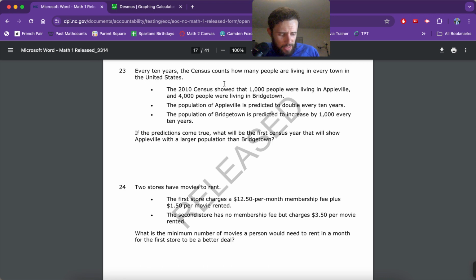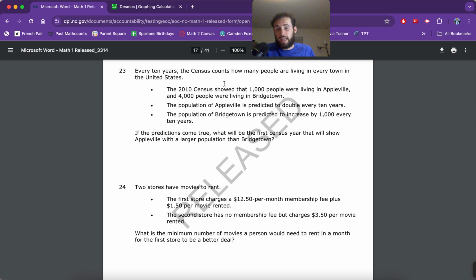So Bridgetown is linear, Appleville is exponential. It's very similar to that earlier one. If you're going up by 1,000, you go up to 5,000, then 6,000, then 7,000. You could see 2040 is that year, because in 2040 Appleville hits 8,000, and Bridgetown is only at 7,000. So 2040 is your answer. Before that, Bridgetown was bigger in 2010, 2020, and 2030. So that's how you do that one.